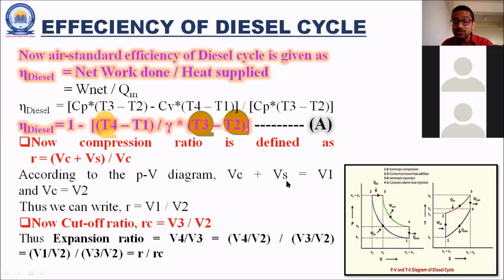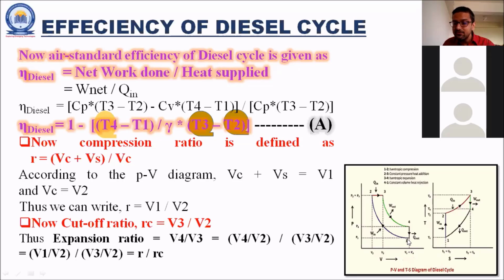So expansion ratio we have already studied, that is equal to V4 by V3. Now understood the steps. V4 divided by V2, divided by V3 divided by V2. The answer remains the same. I am dividing V2 on top side and also the same V2 on the bottom side. So that is V4 by V2 divided by V3 by V2.